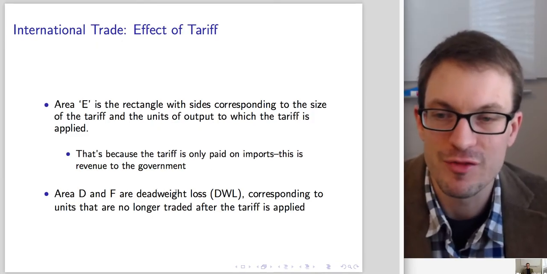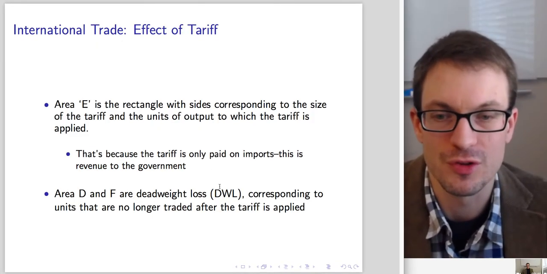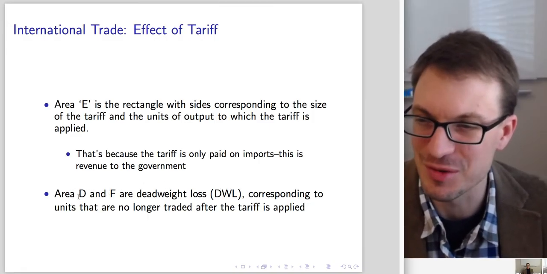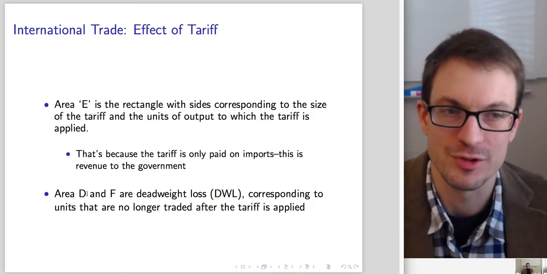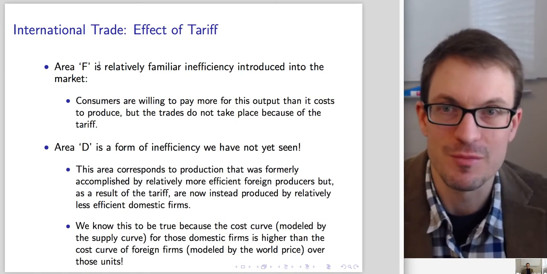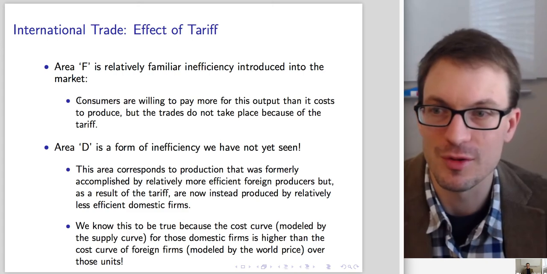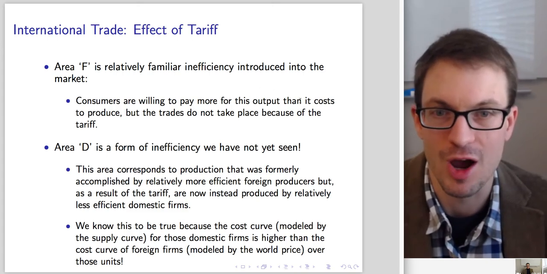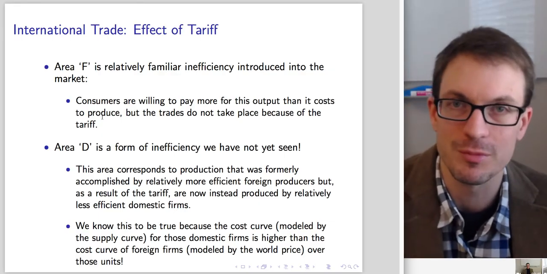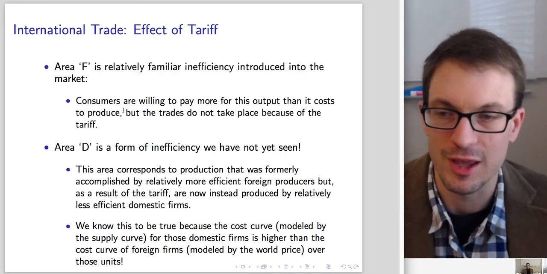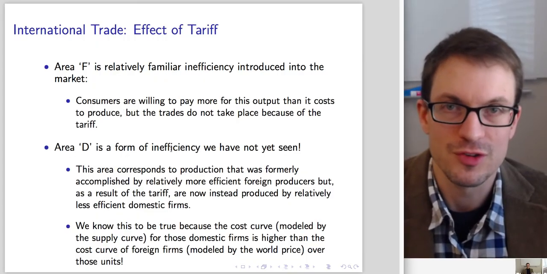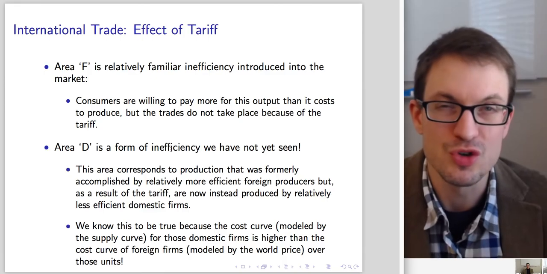Area D and F, this is deadweight loss. This is units that are no longer traded in the case of F, and these are units inefficiently produced in the case of D as a result of the tariff. F, like I say, relatively familiar inefficiency introduced into the market. Consumers willing to pay more for the output than it costs to produce, as measured by the fact that the demand curve lies above the supply curve. But these trades aren't taking place. Area D is a form of inefficiency, haven't yet been introduced to, at least graphically.